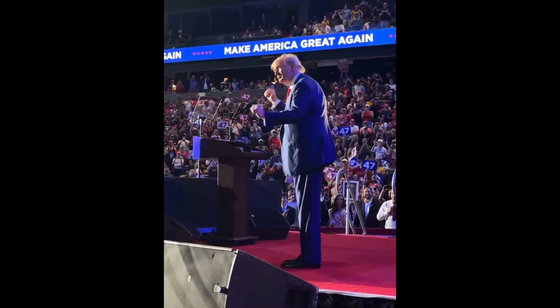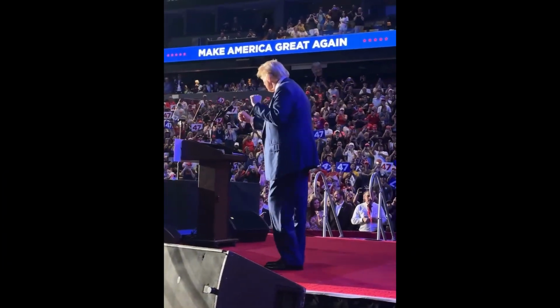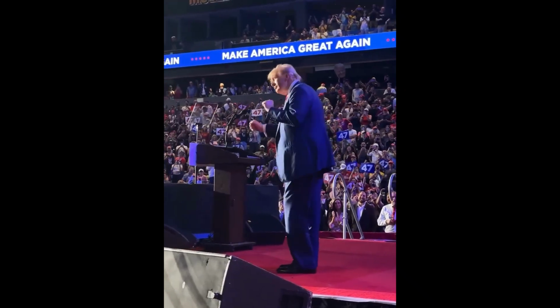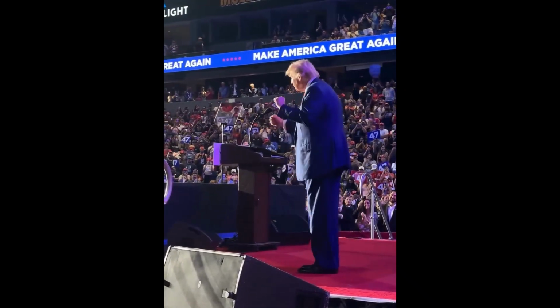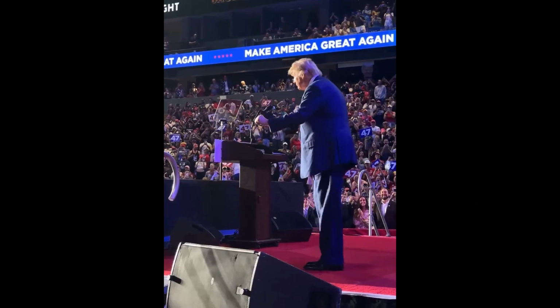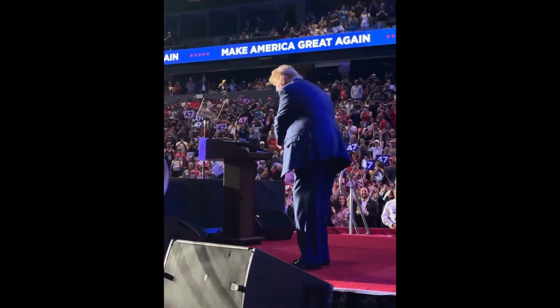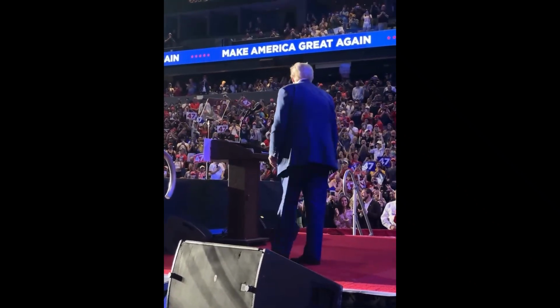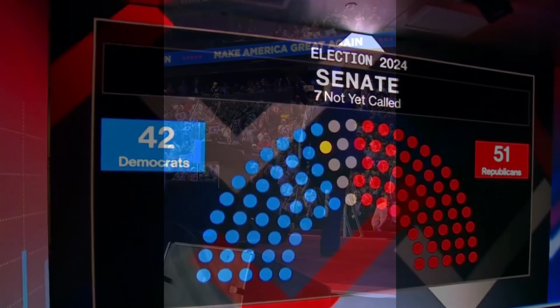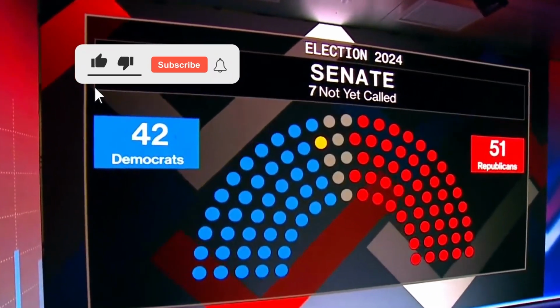With Donald Trump back in the White House, the United States faces a crossroads. The coming years will define not only the course of its economy and domestic politics, but also its position on the world stage. How do you think this victory will impact the future of the United States?